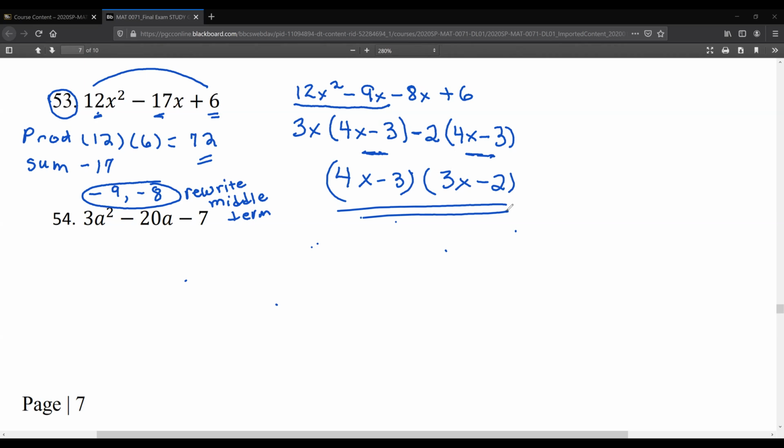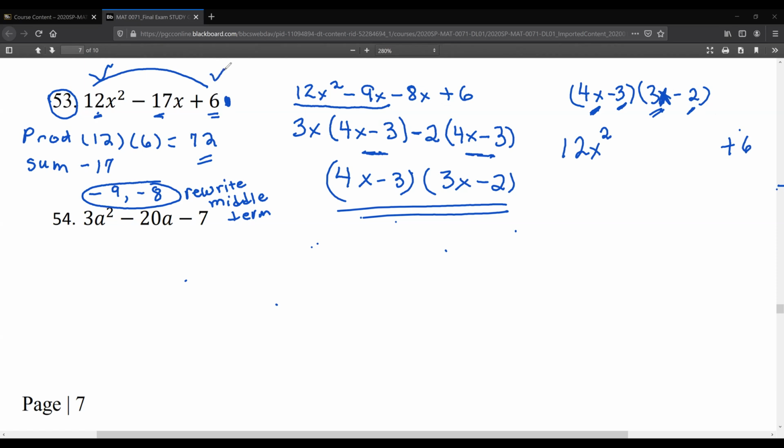And let's go and check it. Let me show you how you check it. Remember how we checked it very quickly? That's 4x minus 3 times 3x minus 2. So let's check it to make sure we come up with our original polynomial here. When I check it very quickly, I just multiply the first two terms, which is 12x squared. Boom, got the first term. The last term, I multiply these last two, negative 3 and negative 2, and get positive 6. Boom, got that one.